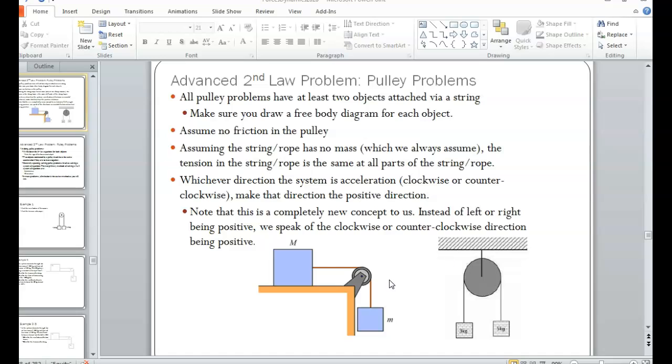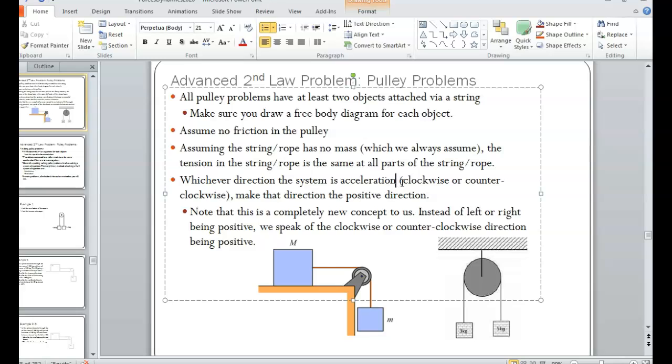Okay, and the coordinate system, it's a little confusing to understand at first, but once you get into it, it makes complete sense. Basically, we're going to establish a coordinate system where instead of up, down, left, and right being our classic directions that we think of, we think of which way the object is accelerating, either clockwise or counterclockwise, and we make that direction the positive direction.